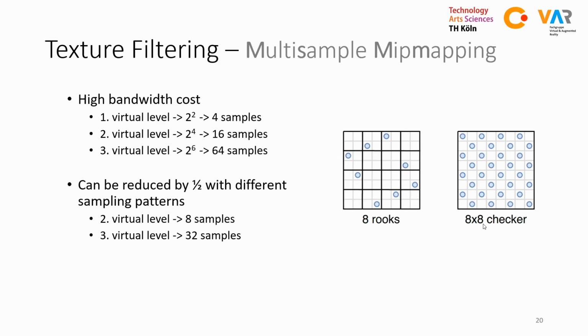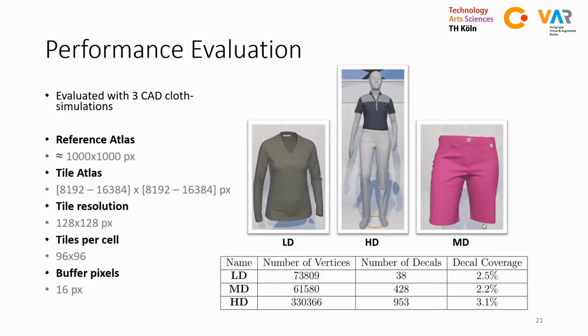Okay, let's take a look at the performance of our technique. We evaluated the performance using 3 cloth simulations from a CAD software. Since our technique aims at improving decal rendering, the 3 models were chosen based on the number of contained decals. We have a low decal model with 38 decals, a medium decal model with 430 decals, and a high decal model with over 900 decals. The parameters of our texture atlases can be seen on the left.